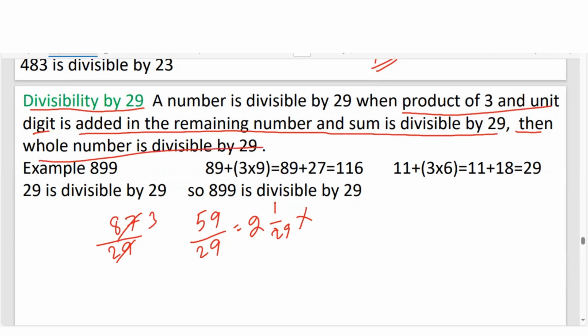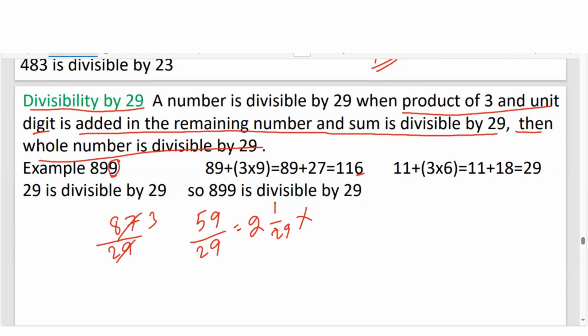It's a very easy concept. Suppose the number given is 899. Focus on the unit digit. Just multiply the unit digit by 3 and add it to the remaining number. So 89 plus 27. The result is 116. You can check whether this number is divisible by 29.